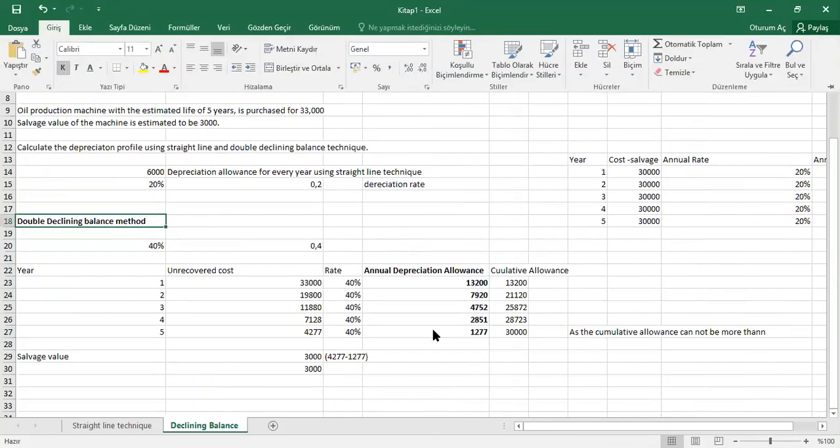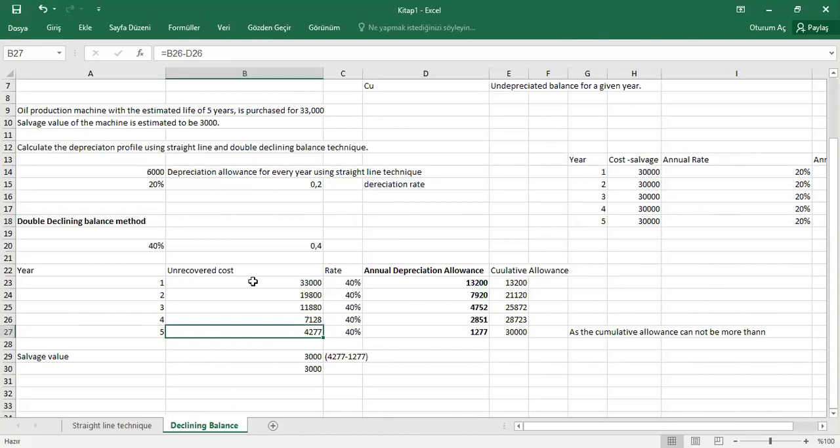So this is for the depreciation allowance for the double declining method, we said. Let me... Hocam, I have only one question. Go. The unrecovered cost for the fifth year is going to be 4,277 or 3,000? So this is for this one, unrecovered cost. No, this is the beginning of the fifth year actually. So this is the 4,200. Okay. At the beginning of the sixth year, we're going to have 300, right?